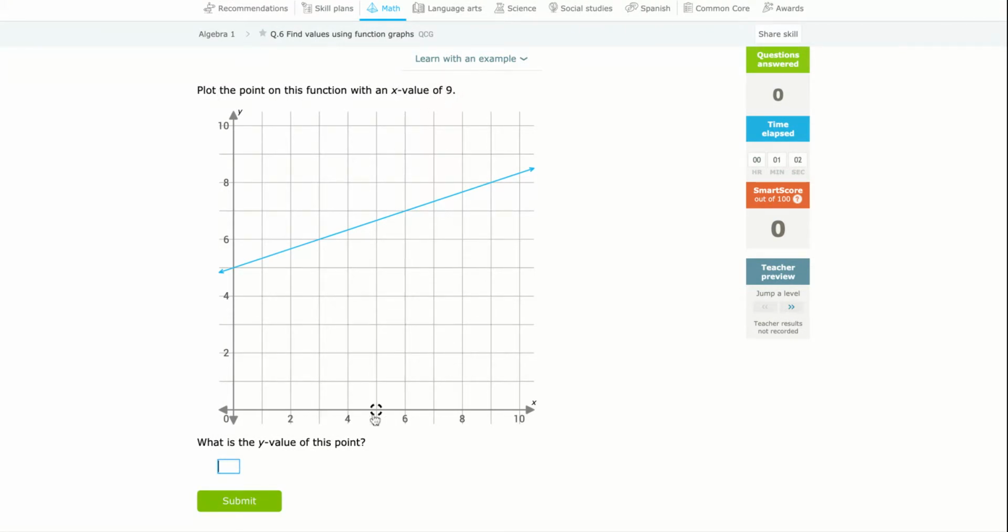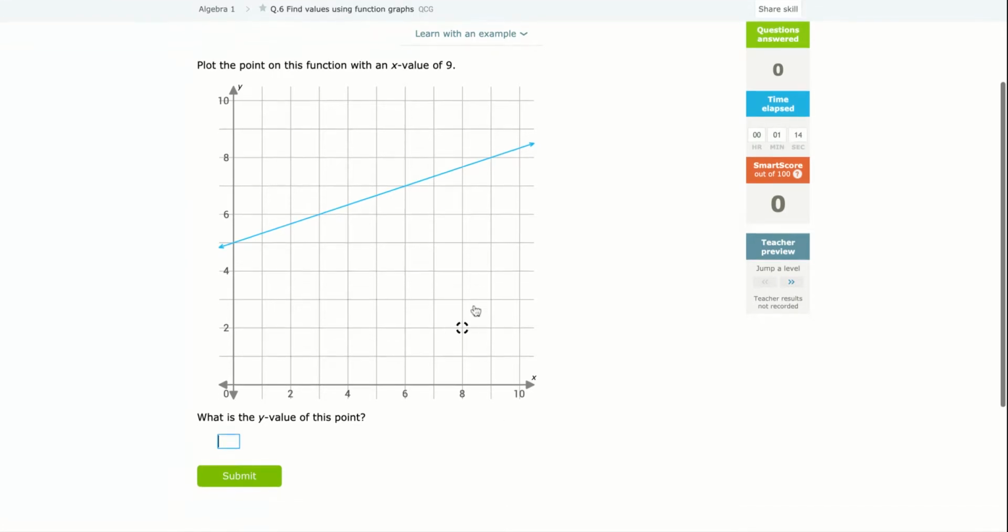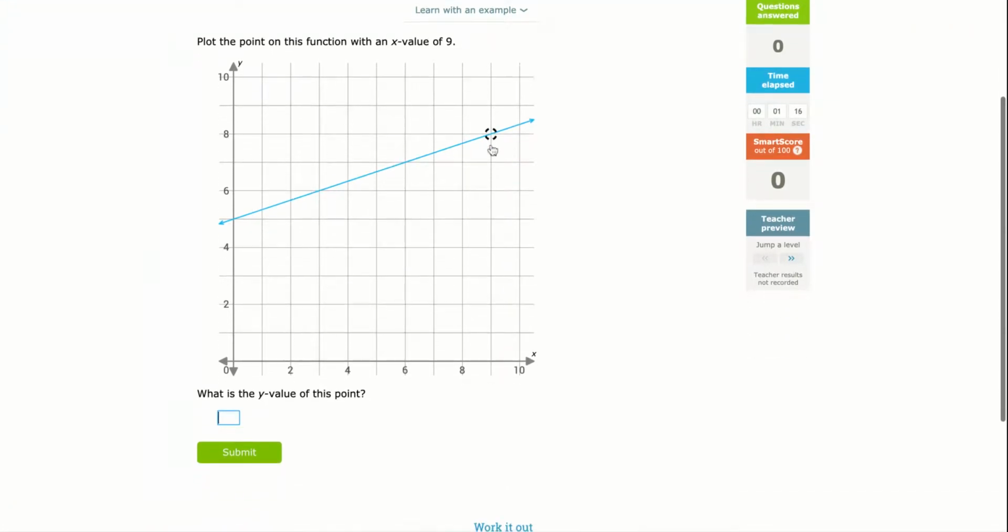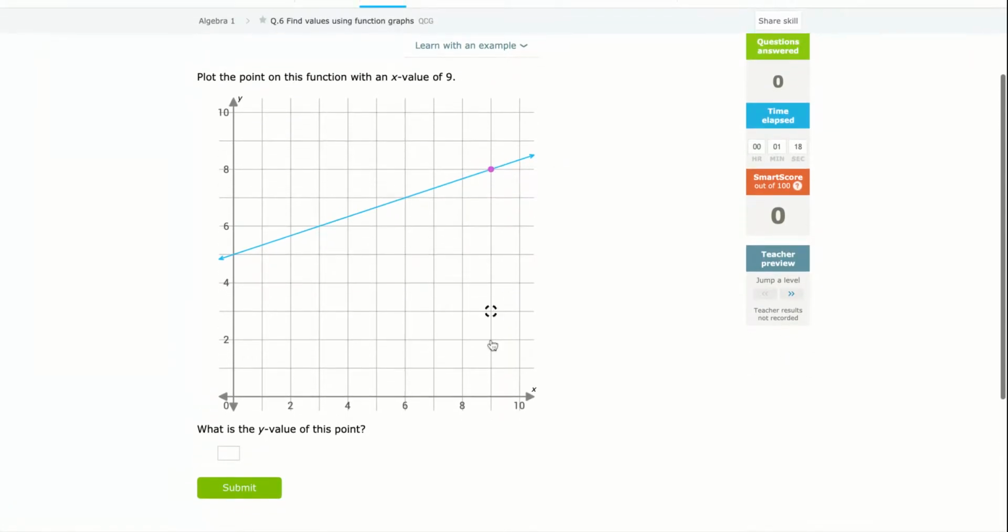So what I do is I go on the x-axis, which is the horizontal. Down here, see the little x. The horizontal till I find an x value of 9, and then I go up or down if it happened to be below, but up until I get to the graph, and I graph that point. Then underneath it asks us what is the y value that corresponds with it. So then I look across from the point to find this y value of 8, and I type in 8.